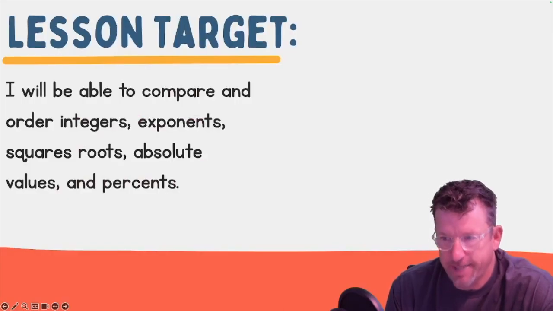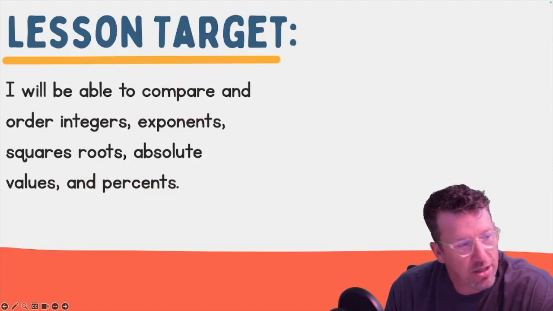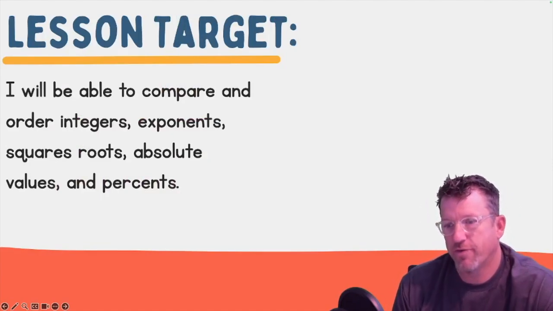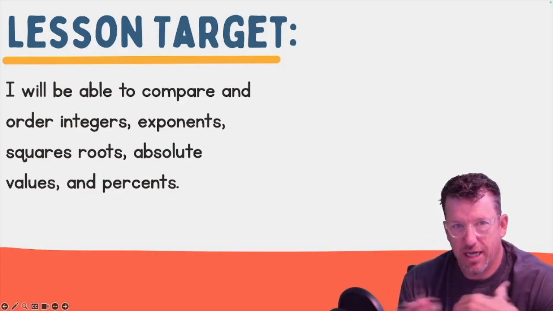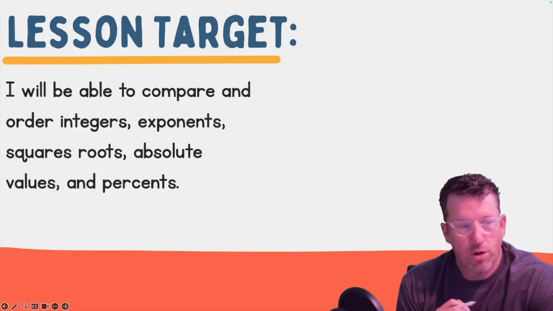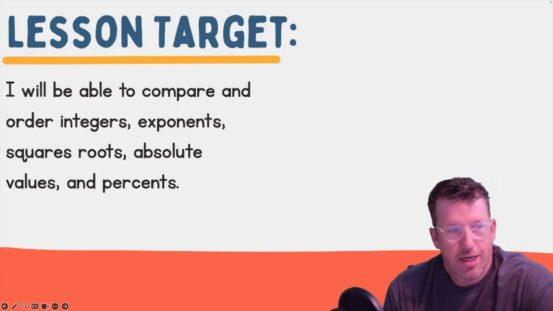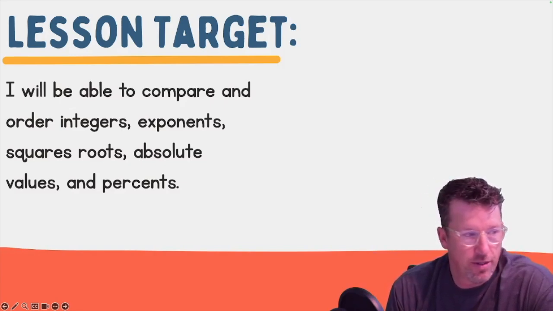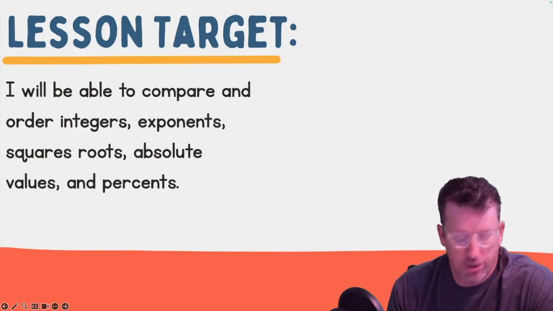Let's go. This video should be nice and brief, so let me knock off all the hilarious jokes. We're going to focus on exactly what I just told you. We're going to be comparing, which means deciding which one's bigger or smaller. And we're going to be ordering, which means putting them in order from smallest to largest or largest to smallest. The types of numbers we're dealing with are integers, exponents, square roots, absolute value, and percents.